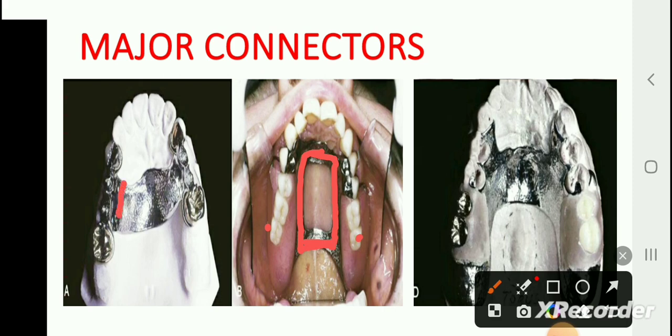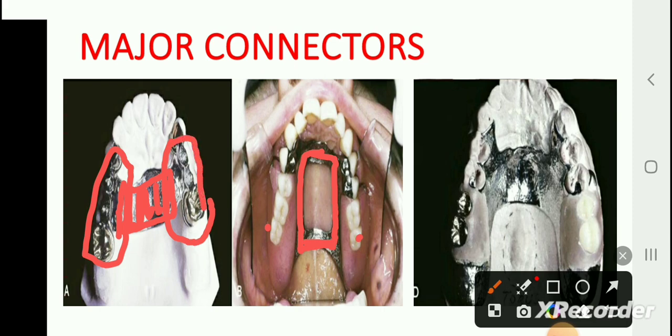And here in this picture, this is the major connector, and it is the part of the RPD that connects the component on one side of the arch to the component on the opposite side of the arch. And all components attach directly or indirectly to the major connector.